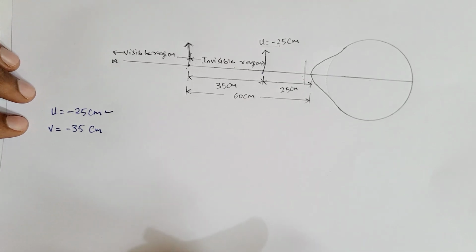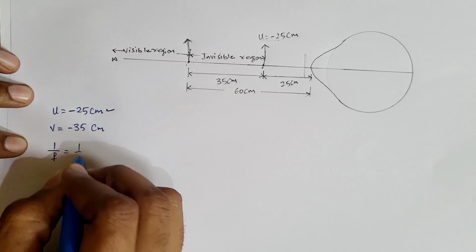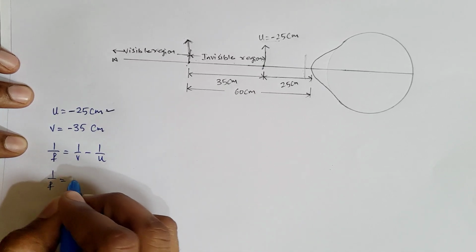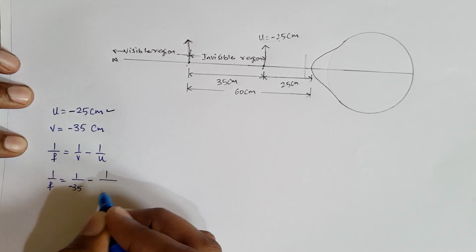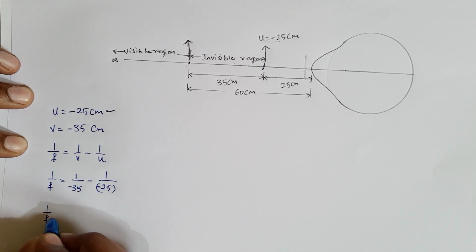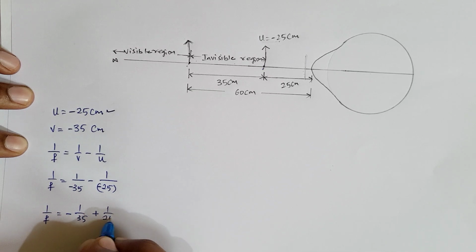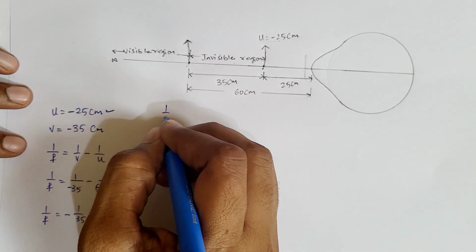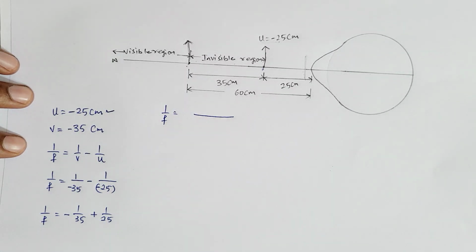Let us solve for the focal length of the lens now. 1 by f is equal to 1 by v minus 1 by u. So 1 by f is equal to 1 by v, v is minus 35, minus 1 by u, u is minus 25. So 1 by f is equal to minus 1 by 35 plus 1 by 25. Okay? So now 1 by f is equal to, what can we do? 35 and 25, LCM how much will it be?